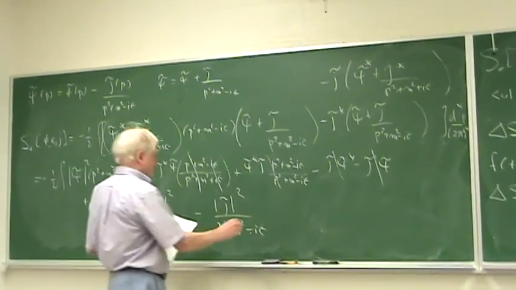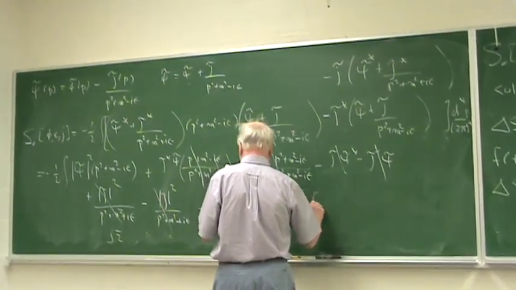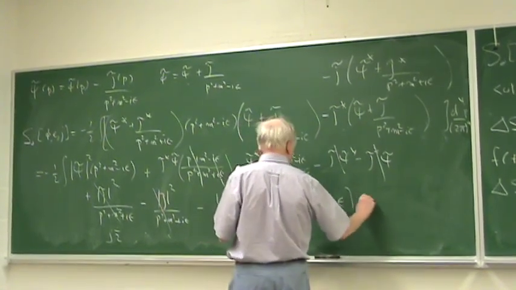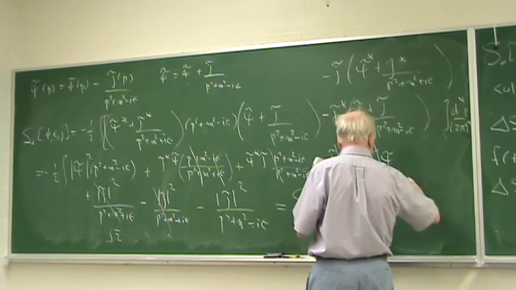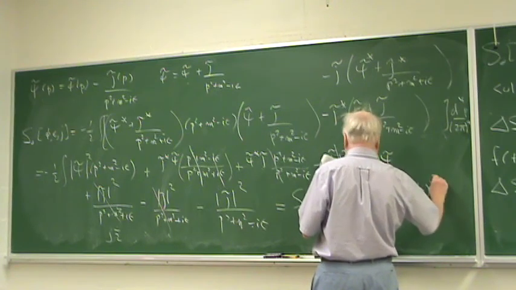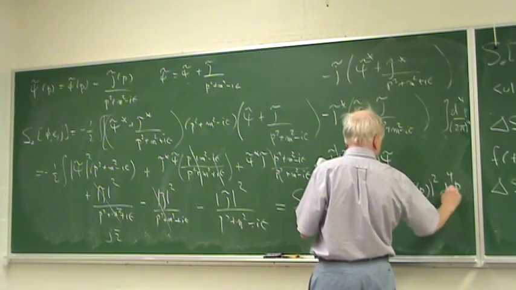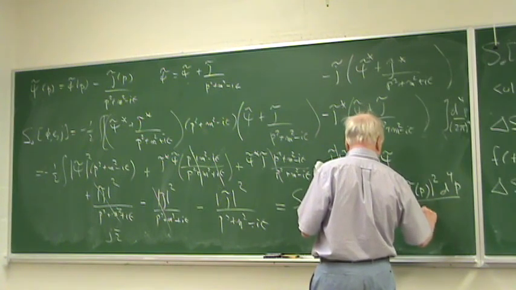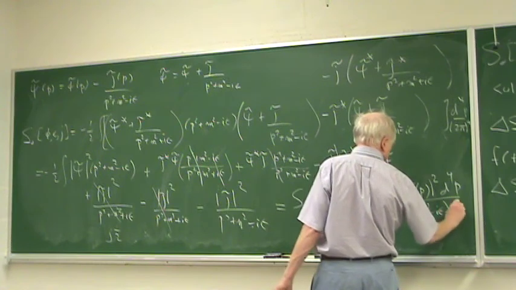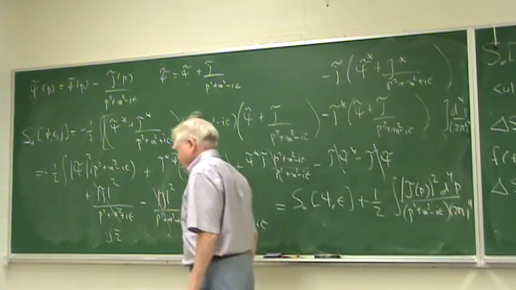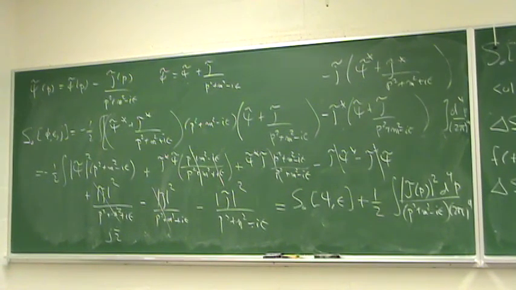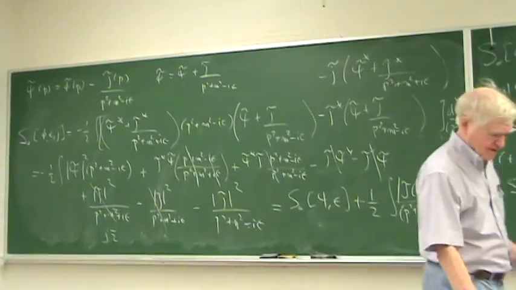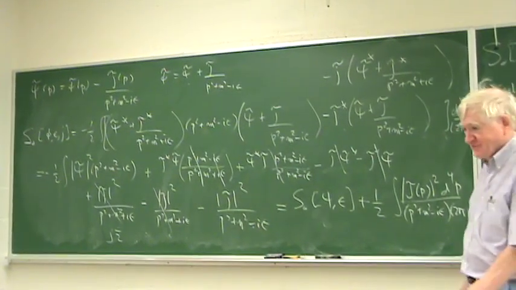So the answer is that this is equal to S0 of psi and epsilon plus a half integral J tilde of p absolute value squared over p squared plus m squared minus i epsilon, d^4p over (2 pi)^4. All right, so let's stop here because I'm already over time. I think this is all legitimate, and I know the final answer is the canonical, true, universally accepted final answer.